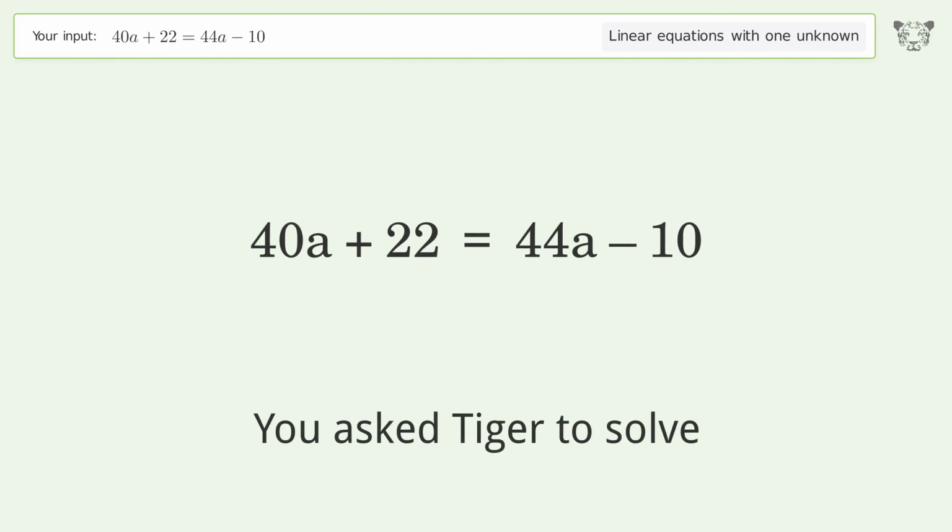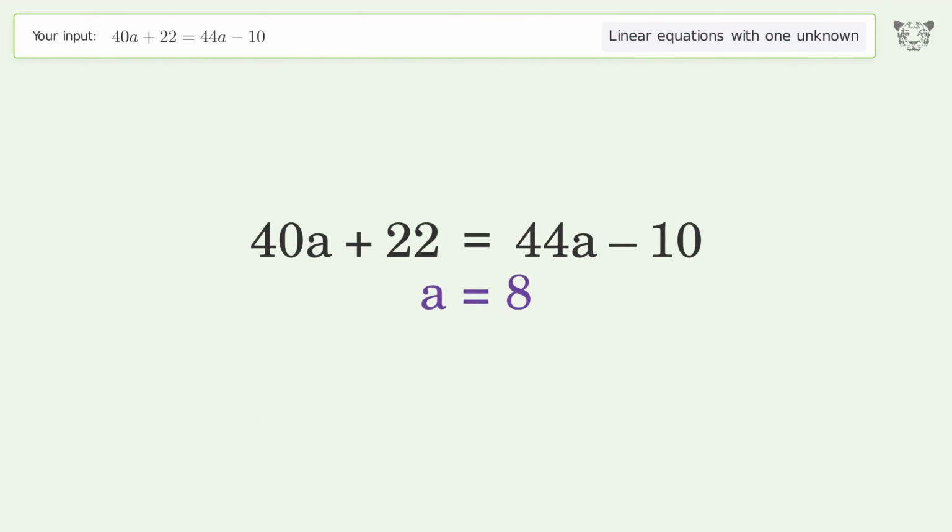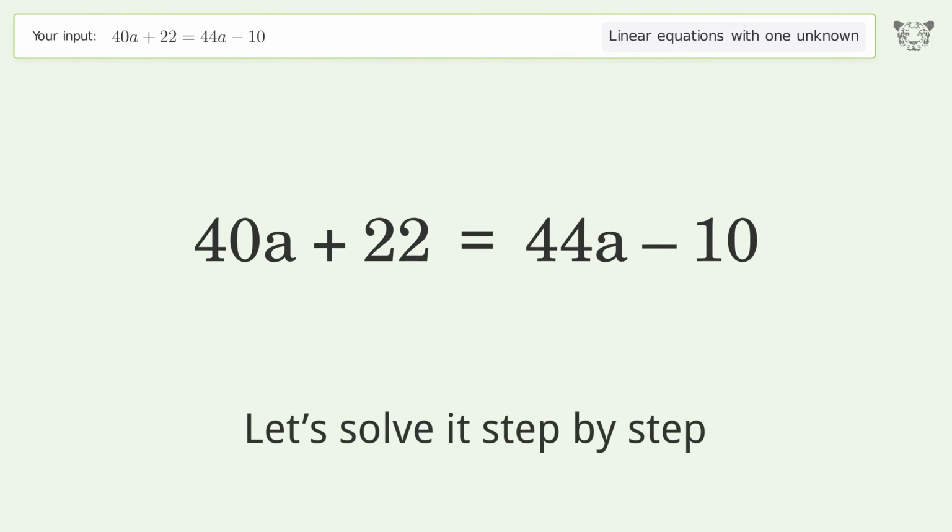You ask Tiger to solve. This deals with linear equations with one unknown. The final result is a equals 8. Let's solve it step by step.